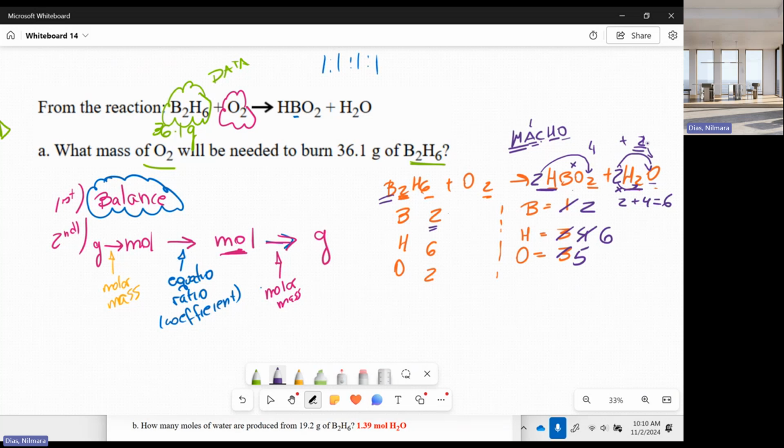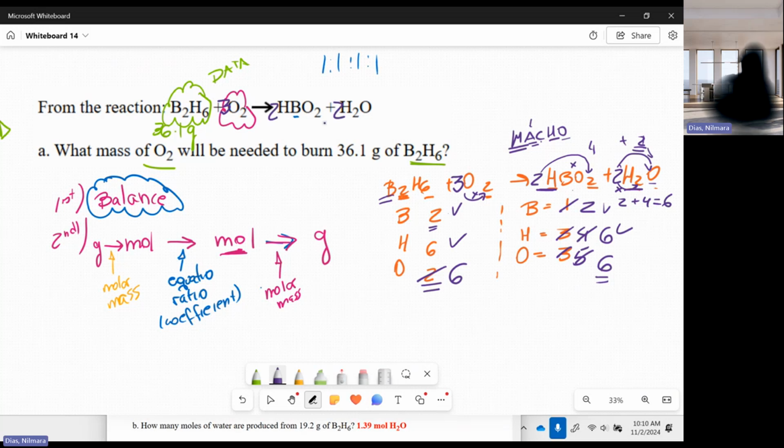So we have a 2, so we can have 6. Okay, so we fix boron, we fix the hydrogen, and now let's fix the oxygen. Here I have 6. How are we going to fix this to 6? To have 6, I only need to multiply 3 times 2, so it's 6. So my well-balanced equation will be 1, 3, 2, and 2.